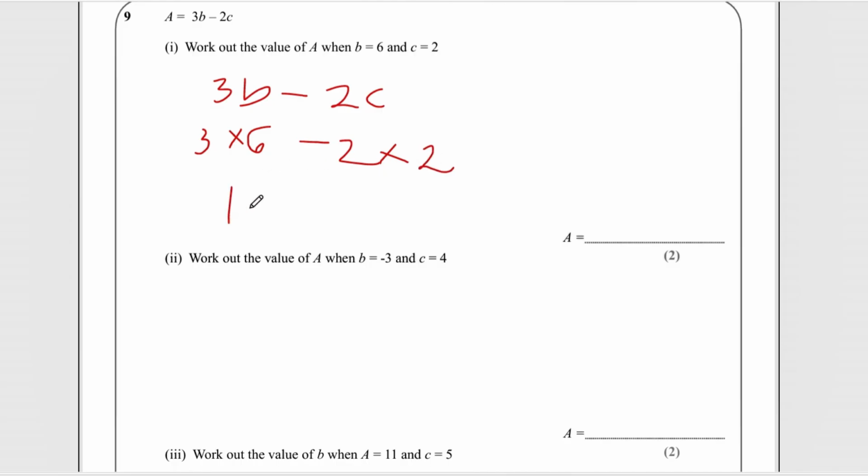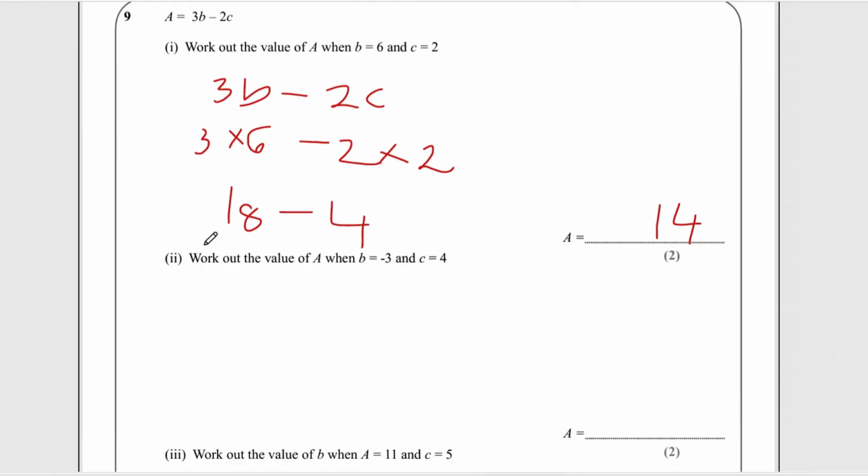So 3 times 6 is 18. 2 times 2 is 4. 18 minus 4, and that will give you 14. Then we have a second question. Work out the value of A when B is negative 3 and C is 4.